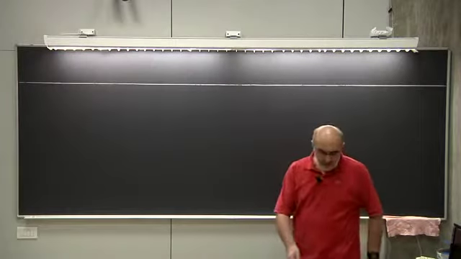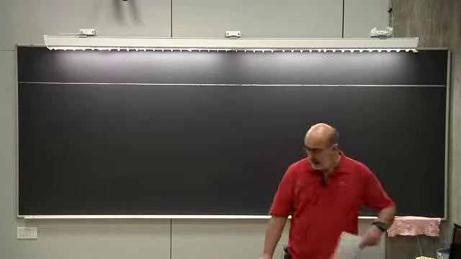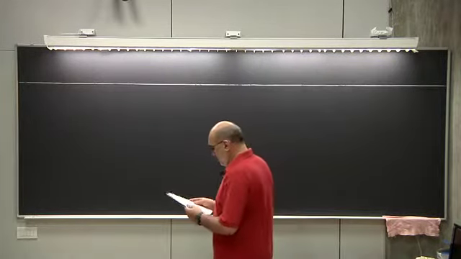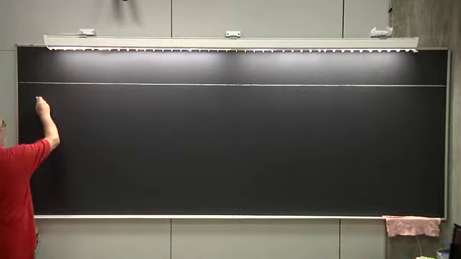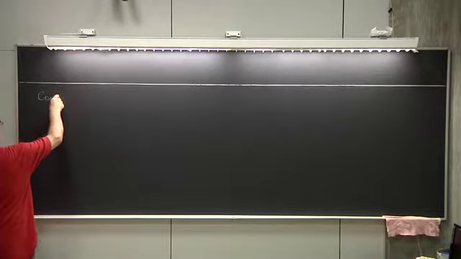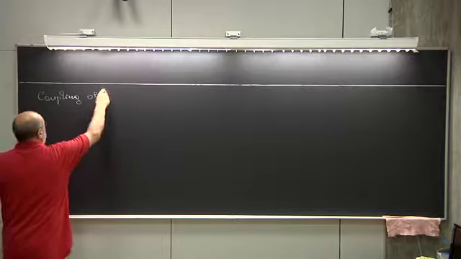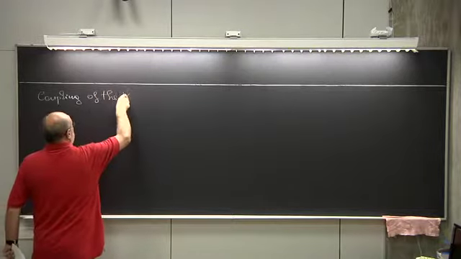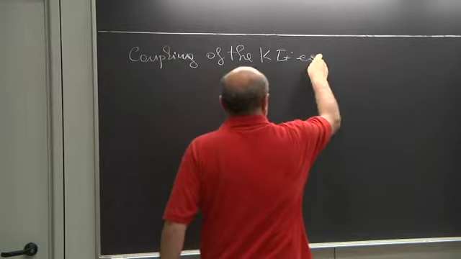Okay, today we will finish the Klein-Gordon part and then start with the Dirac equation. Well, the part that we will do now is the coupling of the Klein-Gordon equation with an electromagnetic field.